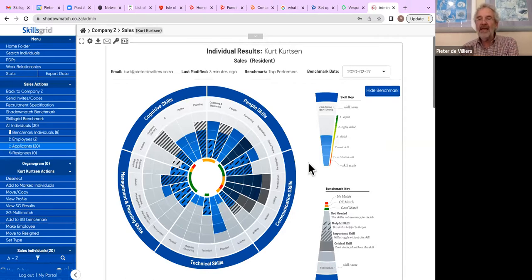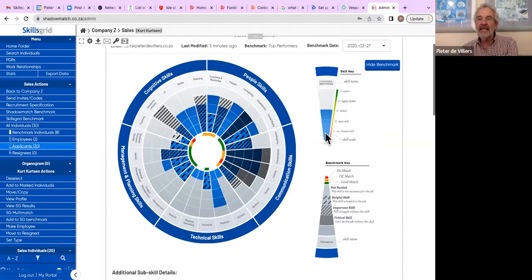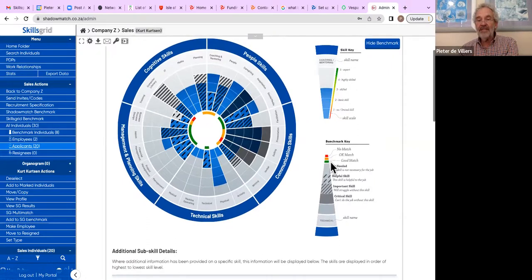Here we have the outline, the key in terms of how strong the skills of the individual are. And here we have the benchmark key. If it's those lines, it says that it's a helpful skill. If it's like that, it says it's an important skill, and to that level. This is an important skill, but it's not to the extent of a strong or a very strong skill.